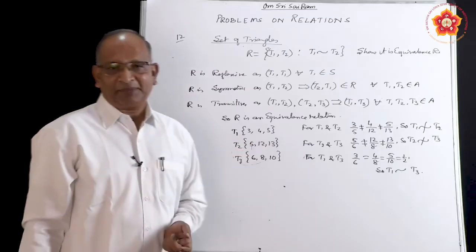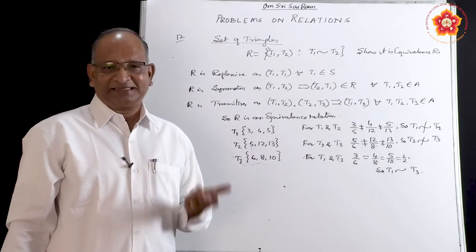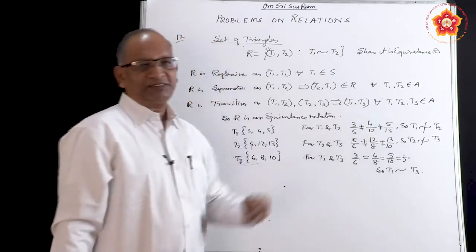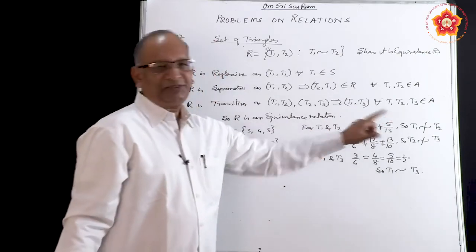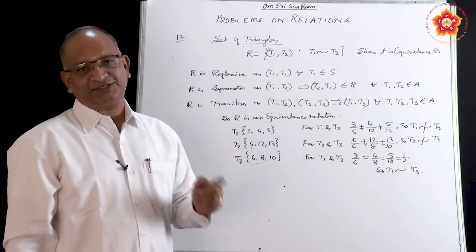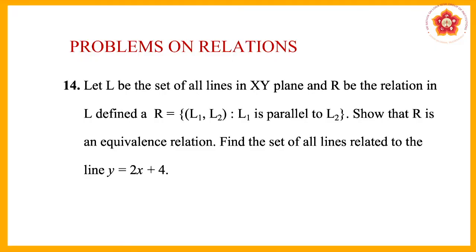Wherever sides are proportional, they are similar. If they are similar, there is a relation. So T1 and T2 are not similar. T2 and T3 are not similar, but T1 and T3 are similar. So this is how we solve this problem. We go to the next problem, the last problem of this exercise.